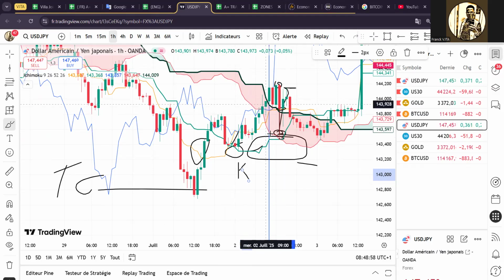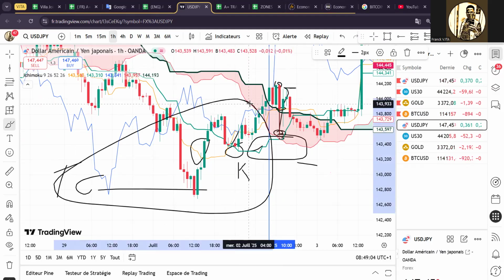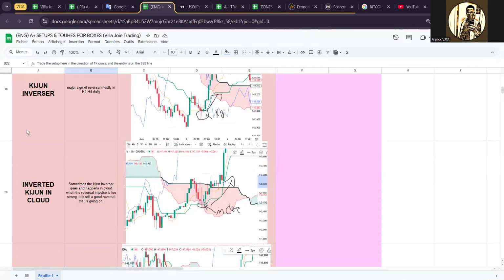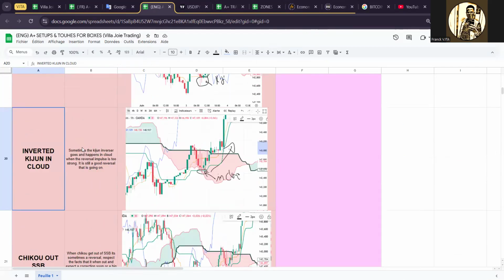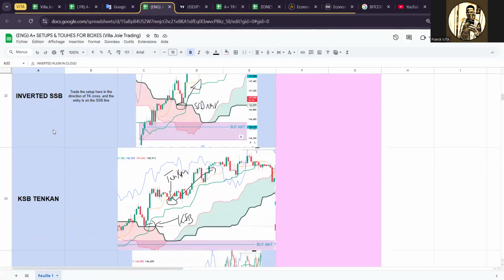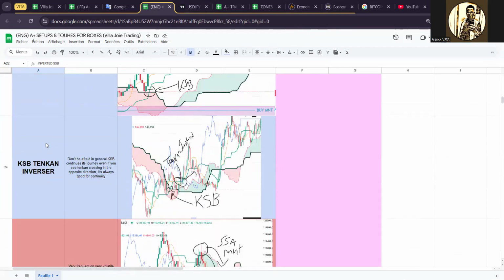So all of this on the left, twist, Deng, inverted Kijun, were reversal signs. But from SSB inverted, it is a continuity sign. It's a continuity setup. That's why I put it in blue. The inverted one was in red, as you see, like the color of the sell, red. These ones are continuity setups.